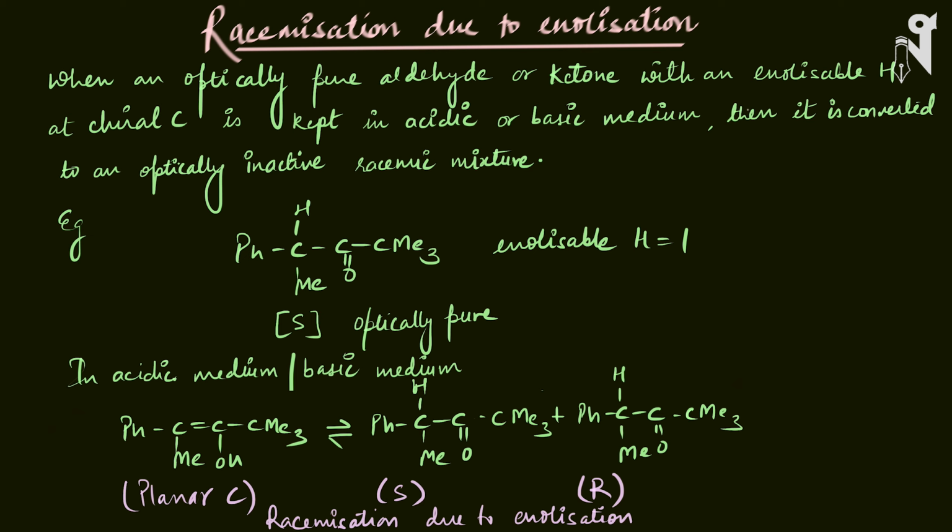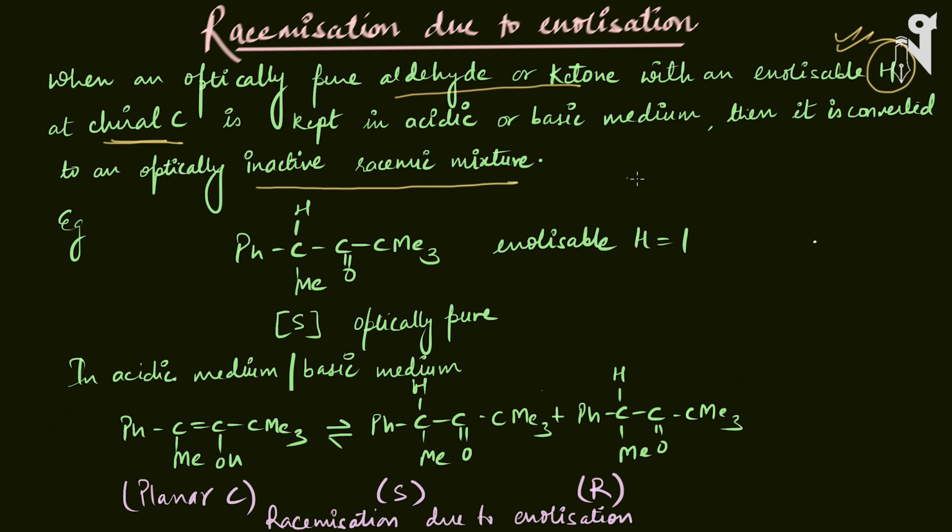So what exactly happens in enolization? Whenever you take an aldehyde or ketone and you place it in the acidic or basic medium, the aldehyde or ketone will tend to enolize. So basically it will get converted into its respective enol. And if, let's suppose, the enolizable hydrogen which is participating in the enolization process is at the chiral carbon, that means the hydrogen on the chiral carbon is involved in the enolization, then after the interconversion of enol to ketone and ketone to enol, whatever you get is an optically inactive racemic mixture.